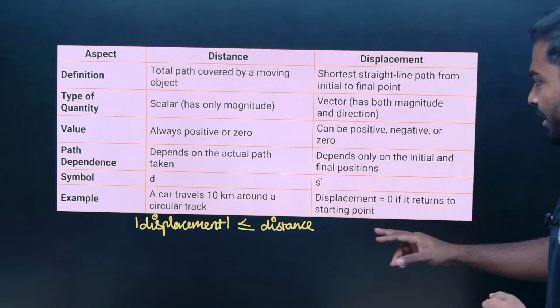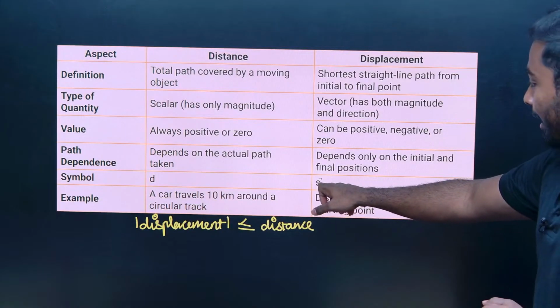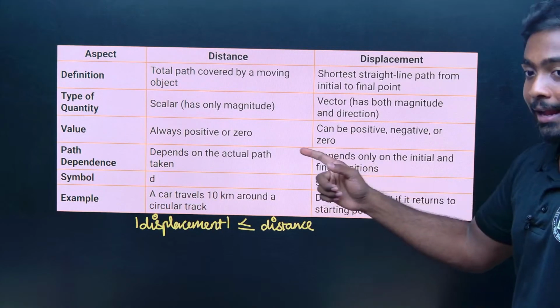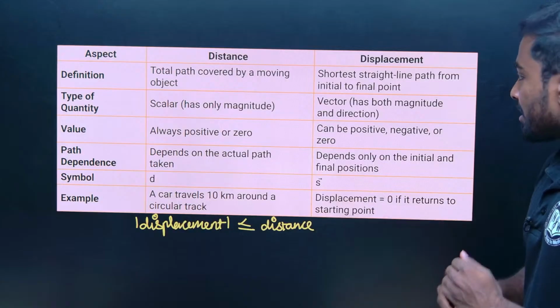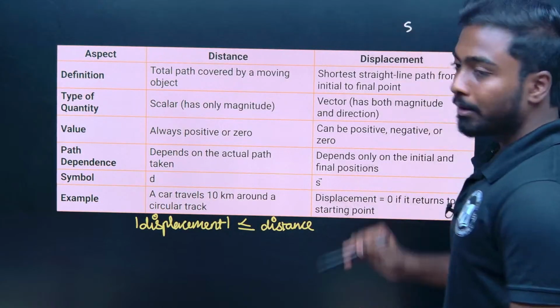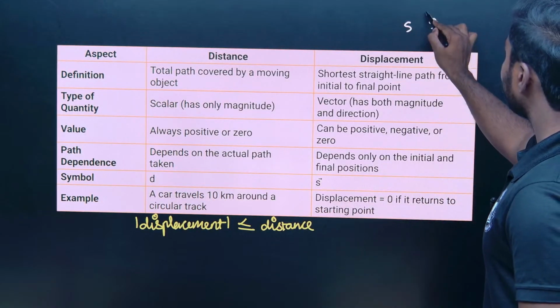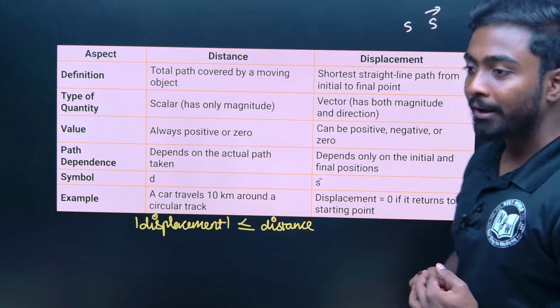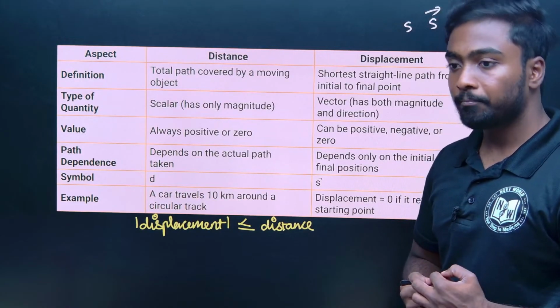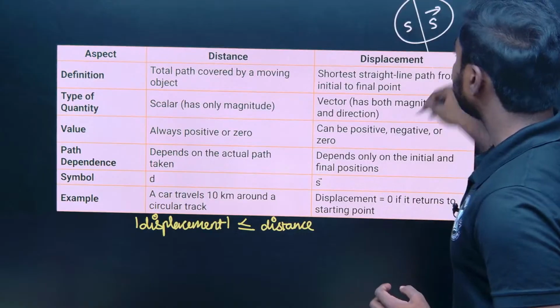Here, whenever an arrow mark is given, it's a vector quantity, so it is displacement. Suppose S is given, it is distance. When S with the arrow mark is given, it is displacement. That is the main difference between them.